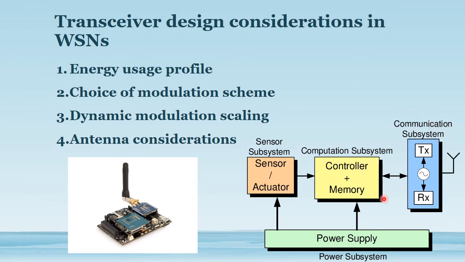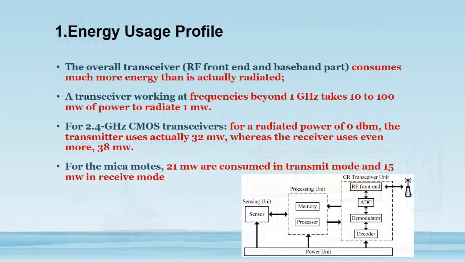In this architecture, the blue color block represents the combination of transmitter and receiver. Combined together, we call it the transceiver design or transceiver block. This block is responsible for transmitting the packet from one node to another node. The first consideration is energy usage profile.